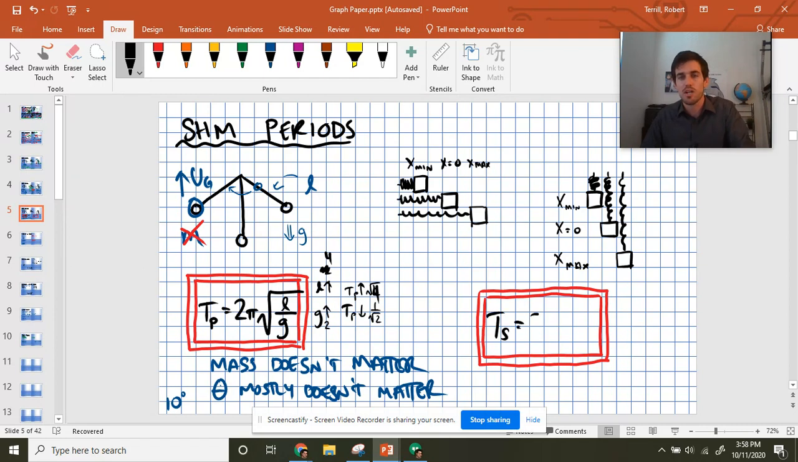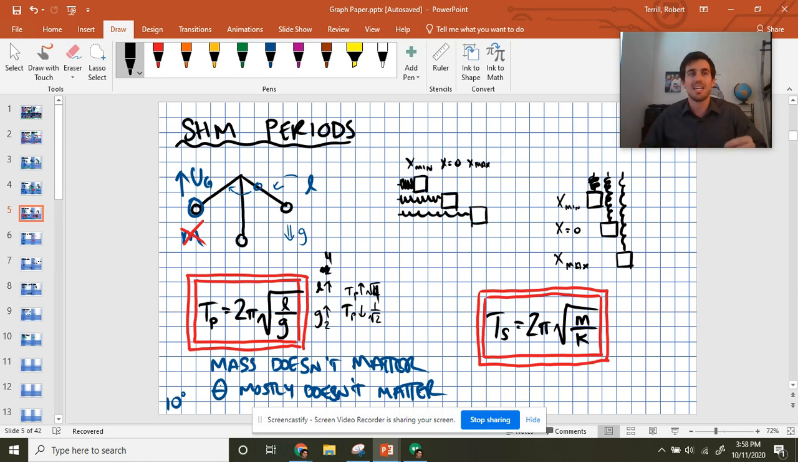Our spring period is 2 pi times the square root, but this time as mass increases, it resists it, so that slows it down, so mass goes on the top. But as the spring constant goes up, it's able to yank it around faster, which means a bigger spring constant would be a lower period. So the spring constant kind of plays the same role as the acceleration due to gravity, and the mass and the length play similar roles.